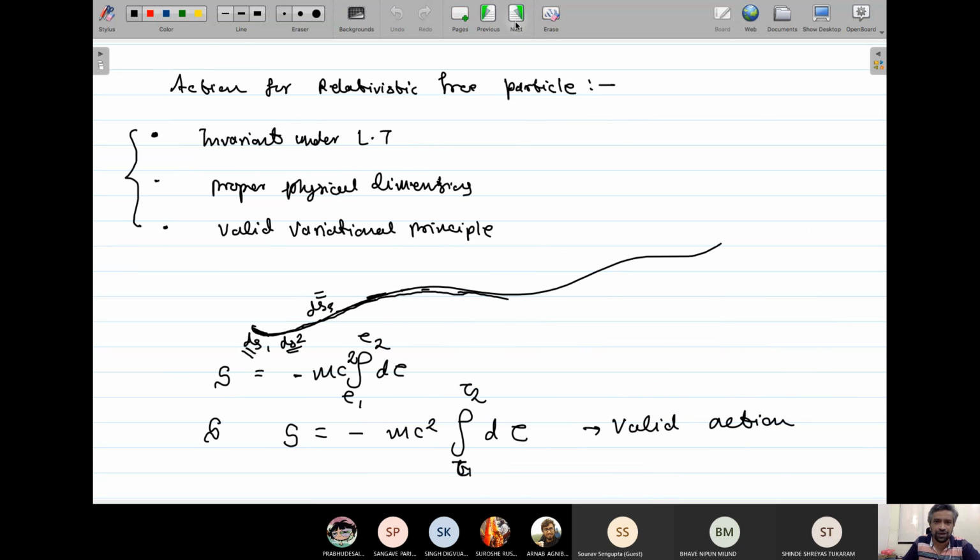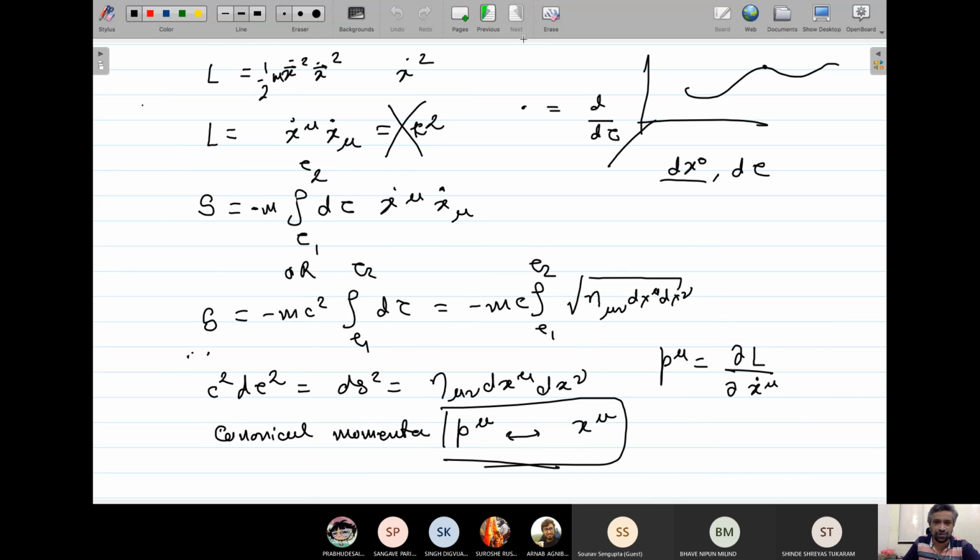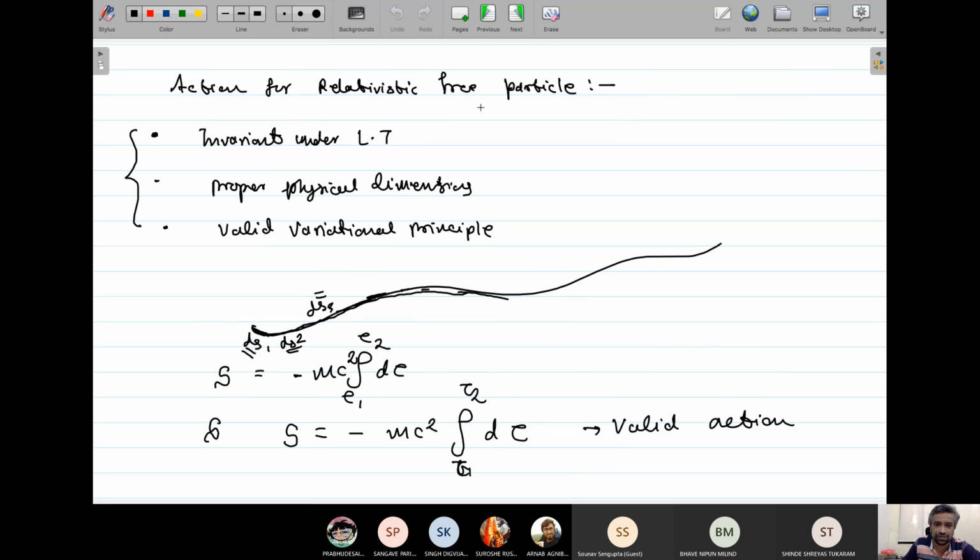Now we are discussing the dynamics of a relativistic free particle, and I introduced the action for a relativistic free particle by imposing invariance under Lorentz transformation and the dimensionality. We argued that the action must be equal to minus mc square d tau. Okay, clear?